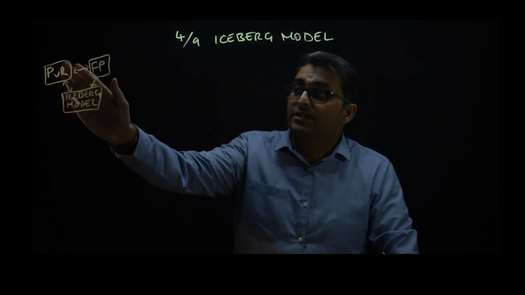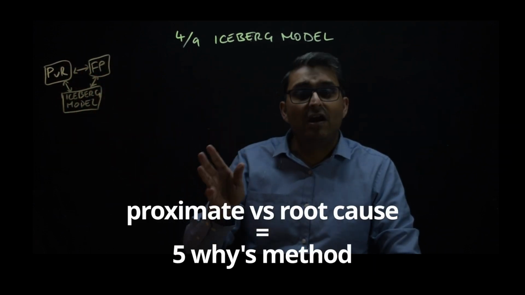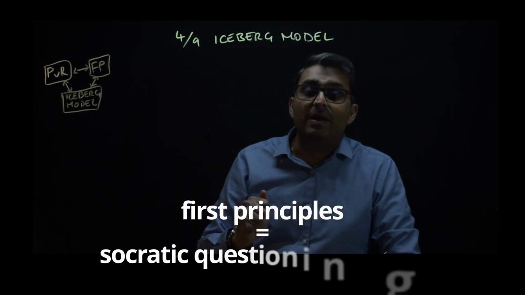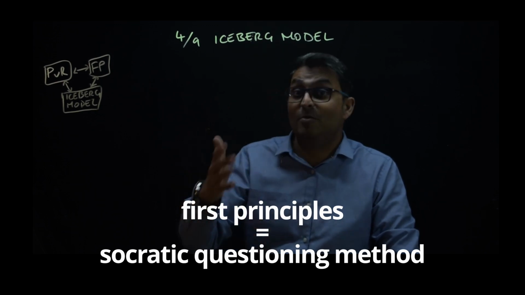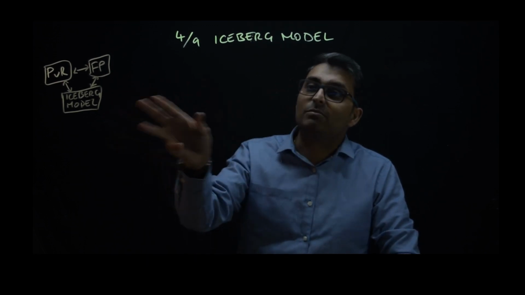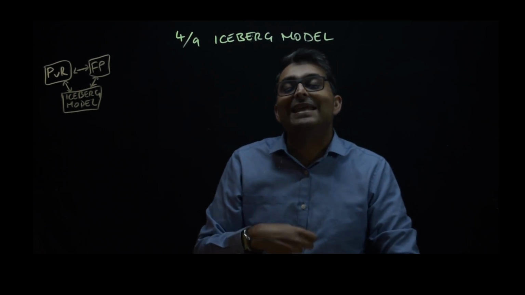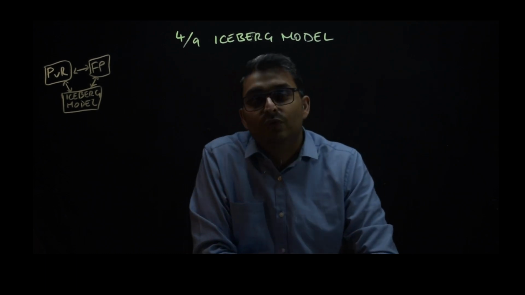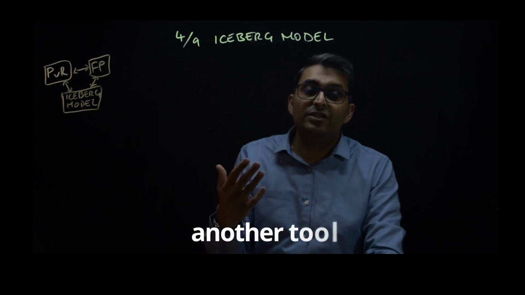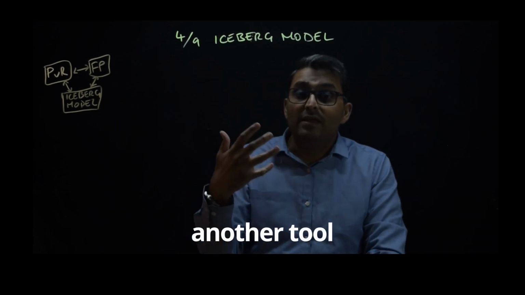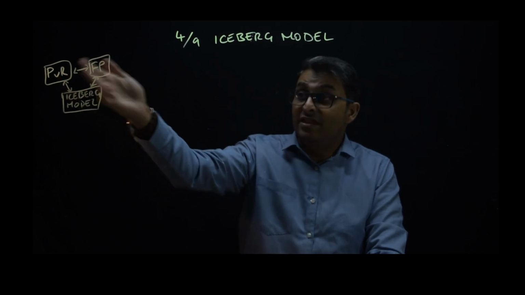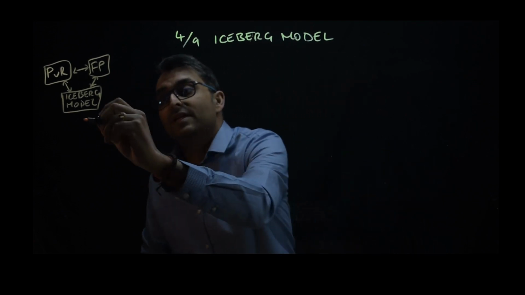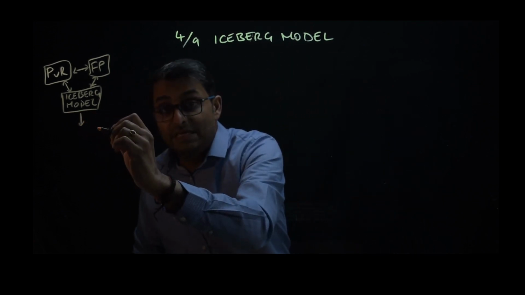Proximate versus root cause was about the 5 whys method, if you go back to my video, and first principles was about the Socratic questioning method, if you go back to my very first video. And this mental model, the Iceberg model, is about taking a systems thinking approach to get to the underlying or root causes. And so it is another tool in your mental repertoire that you can use with these two mental models and also the other systems thinking mental models too.